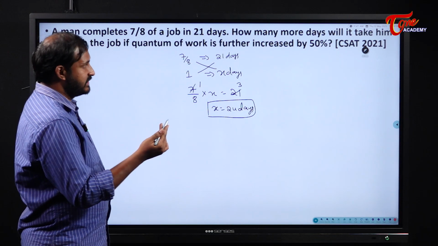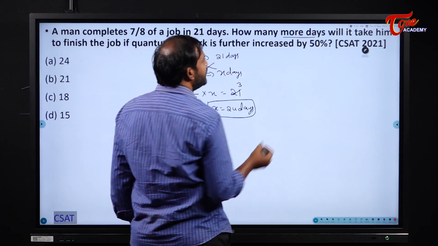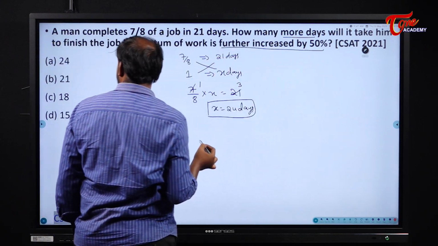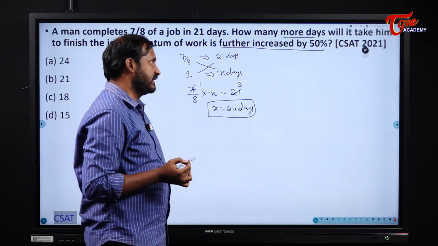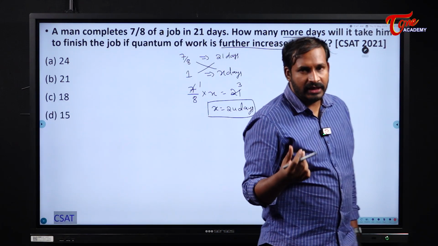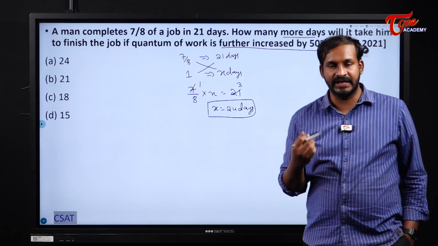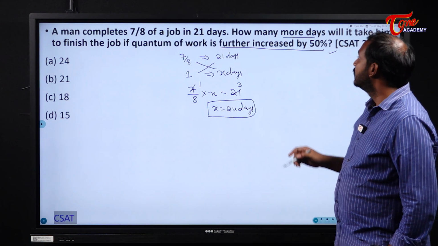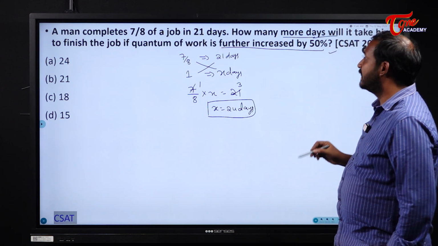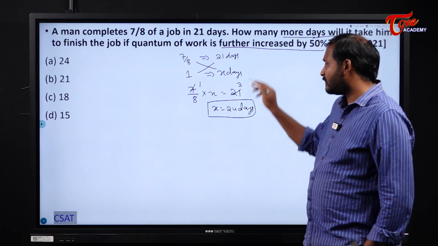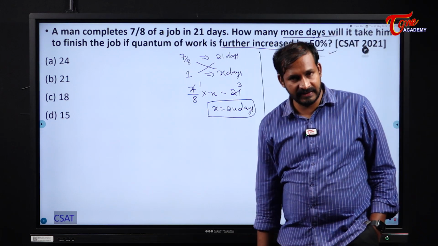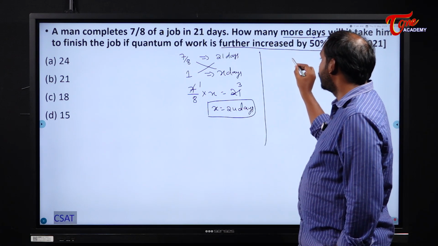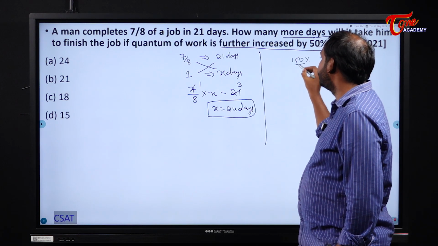They are asking us how many more days will it take him to finish the job if the quantum of the work is further increased by 50%. That means what? Initially the work is some 100. Assume it as 100. Now, it is increased to 150. See here, students. If there is the same work, he would have finished it in 24 days. But now the work was changed to 150%. That means he will take 50% more time, right?